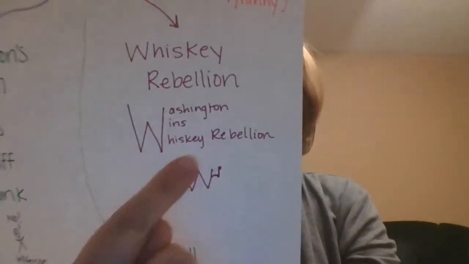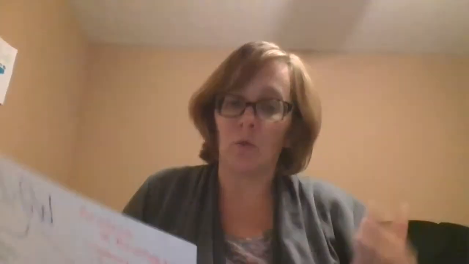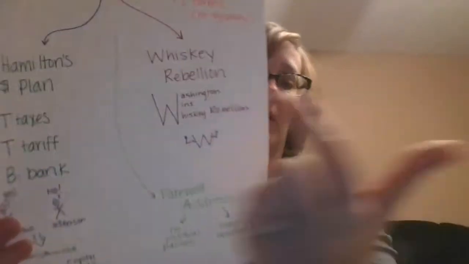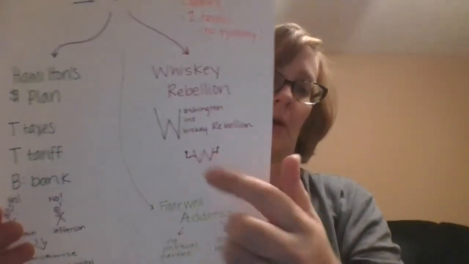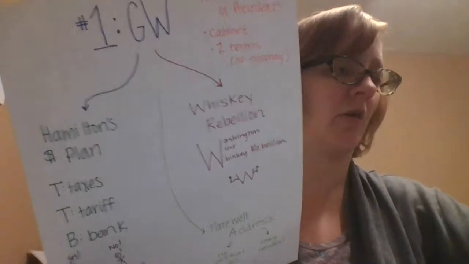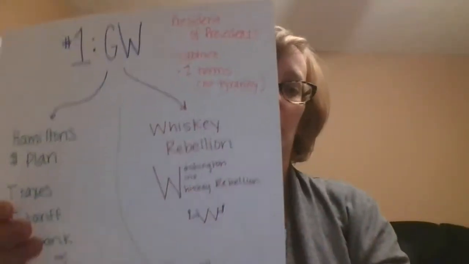Okay, so it shows that the government is strong. This is different than Shays. Remember, Shays shows that we're weak. Whiskey shows that we are strong. And you got to remember, Washington wins the Whiskey Rebellion. It shows that they are strong. Okay, so that's sort of George Washington.